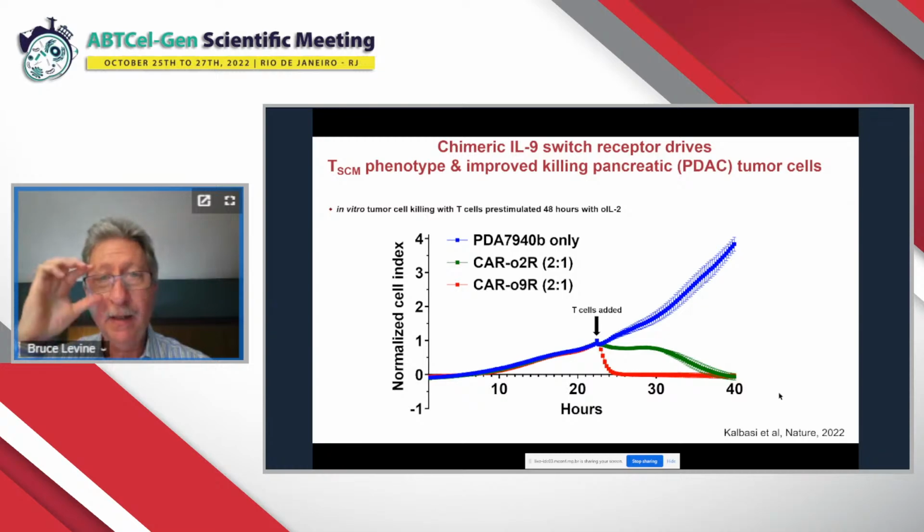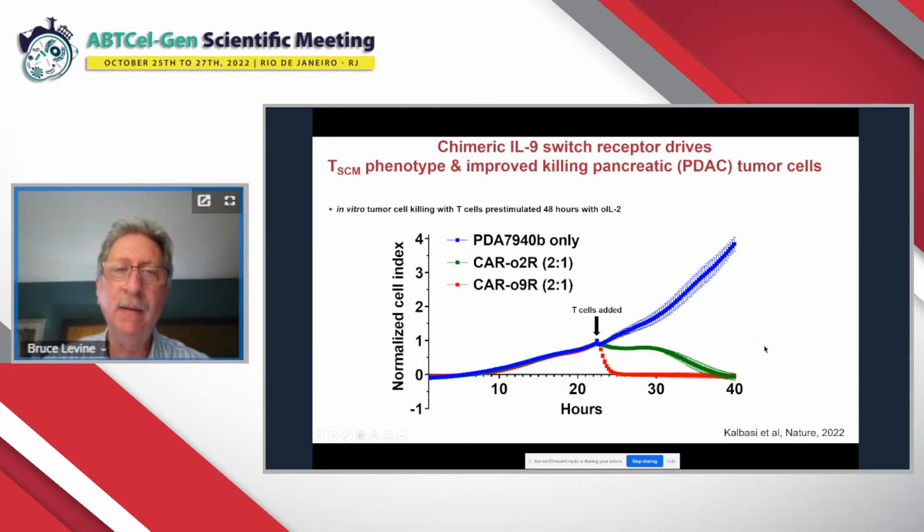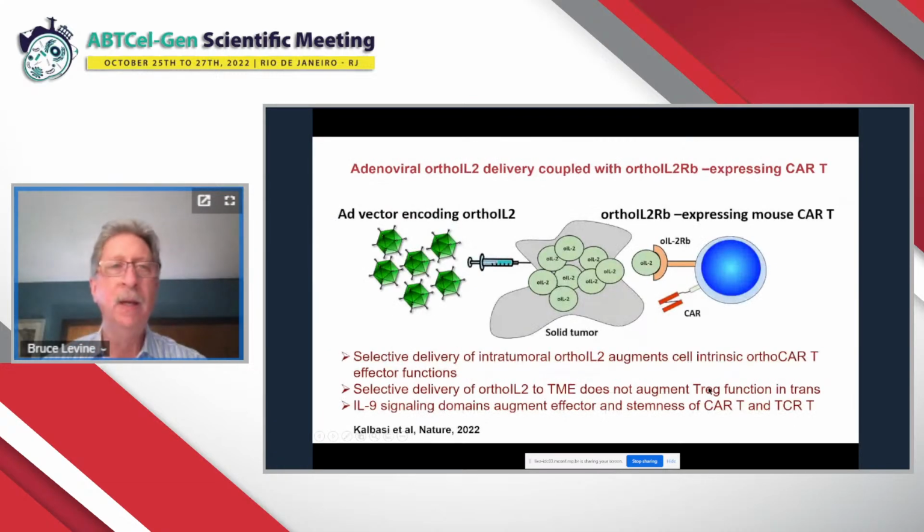And so interestingly, what you can see here is when we compare in this pancreatic ductal adenocarcinoma model, this is the IL-2 receptor, the orthogonal in green, and this is the IL-9 receptor, and you can see that it's significantly better. So the design here would work this way. We deliver this orthogonal receptor to T cells, and then you can deliver the orthogonal IL-2 to activate the receptor by an adenovirus to solid tumor.